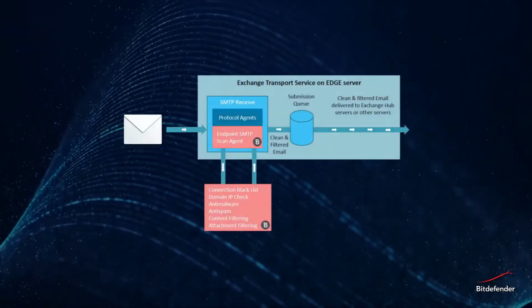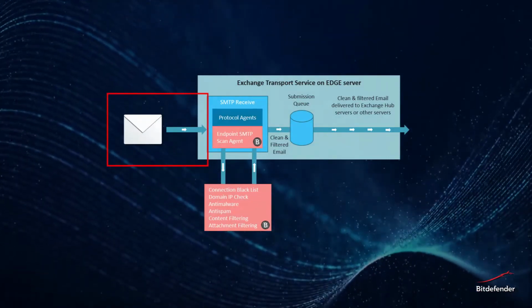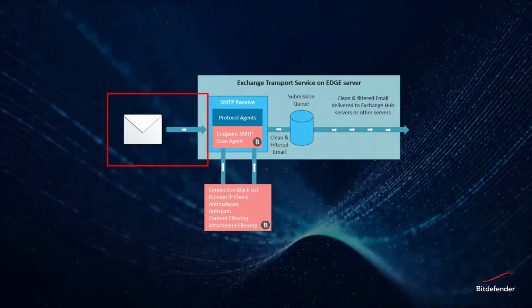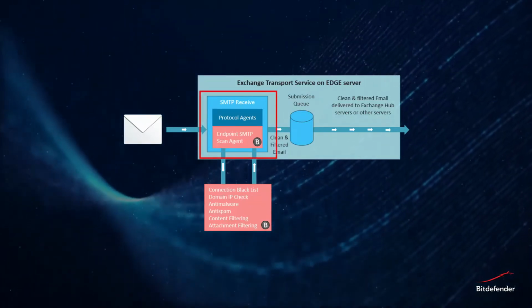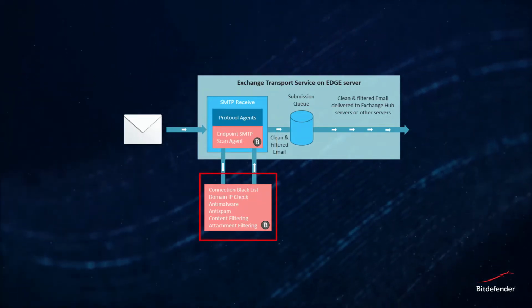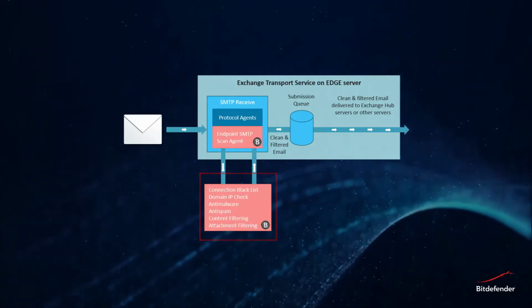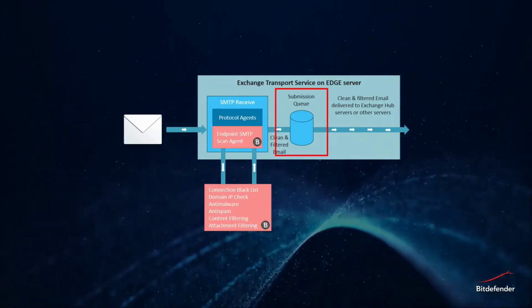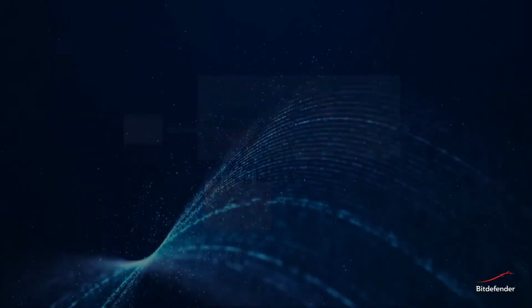The endpoint SMTP scan agent is installed in the SMTP receive connector, which handles the emails received by the transport service. SMTP receive passes the email connection information to the endpoint SMTP scan agent, which then sends it to the connection filtering module of Bitdefender's Exchange Protection. If the email was not rejected by SMTP receive, it is put in the submission queue.